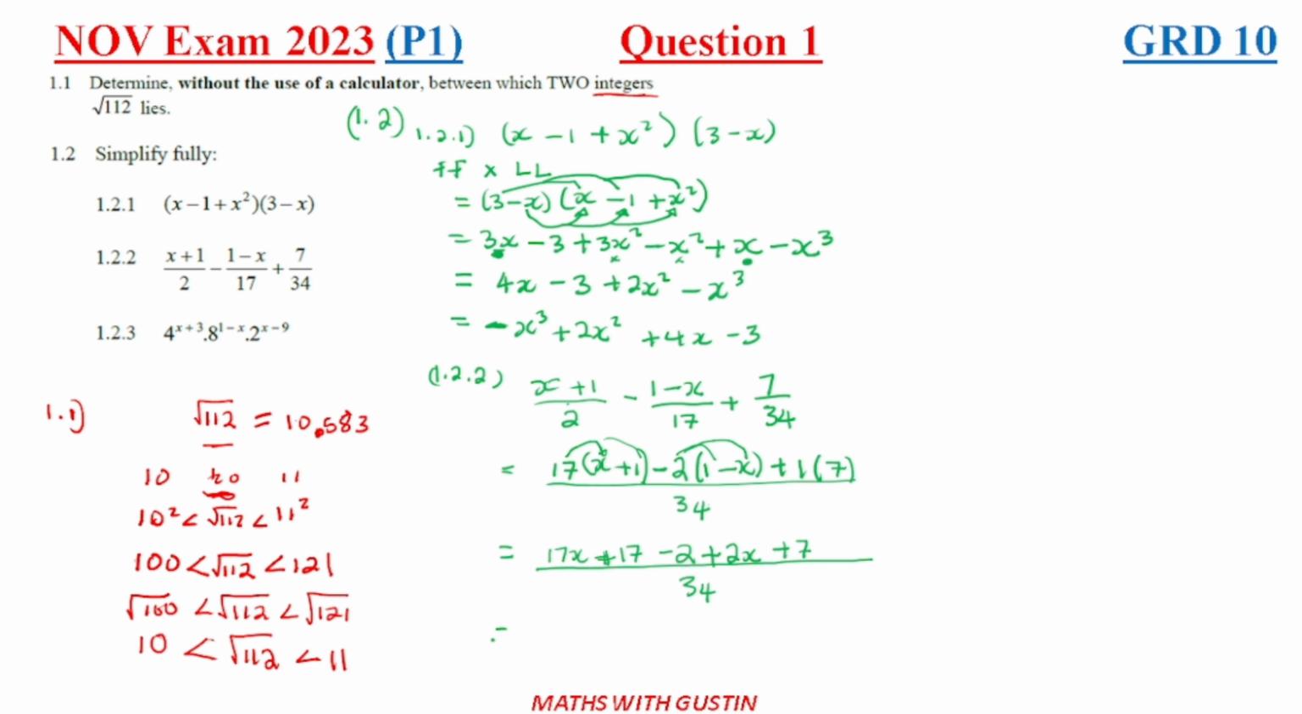Now it's time to simplify further. What do we have? We've got 17x here. Let's look for another x. We've got 2x there. 17 plus, still is going to be over 34. 17x plus 2x is going to be 19x. And then 17 minus 2 is going to give us 15. 15 plus 7 is just going to give us 22, positive 22.